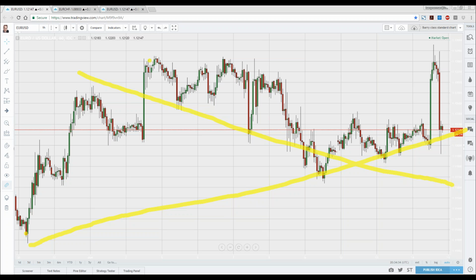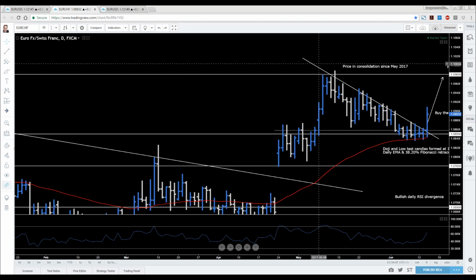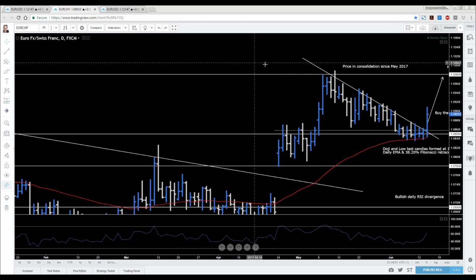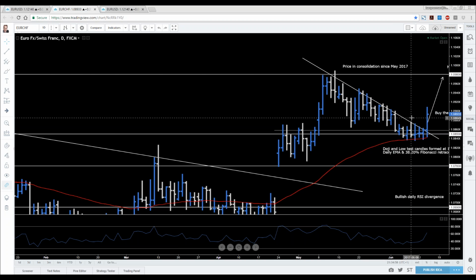Now, once you've got your trend line on a chart, you can then put what we call support and resistance lines on your charts. And you can start doing more complicated analysis of price movement. Here, we're looking at the Euro Swiss franc today. And look at this, we had a beautiful downtrend with a beautiful trend line on here.